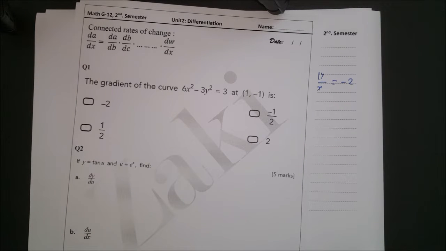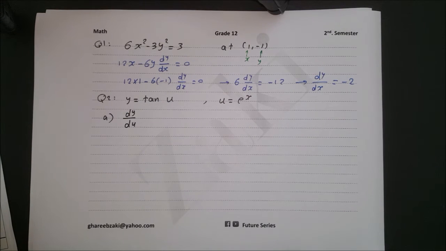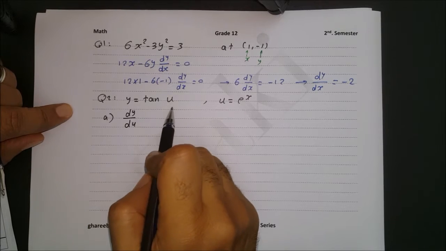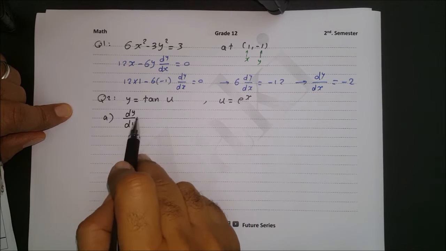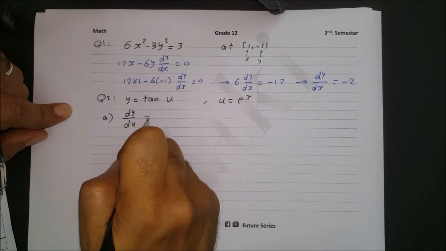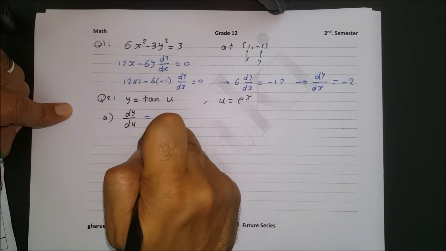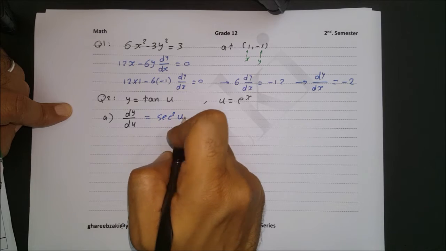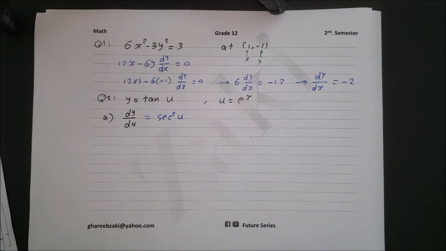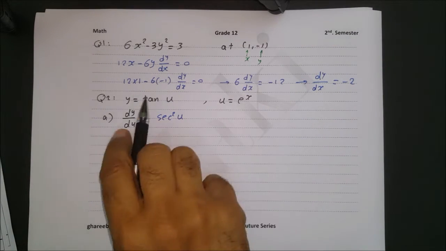Look at question number 2. Y equals tan u and u equals e to the power x. So u is a function of x. We need that one. What do you notice? Y is a function of u, so we can get dy by du. So dy by du, the differentiation of tan u is sec squared u, times du by du, which equals 1. So we finished because it is a function of u.